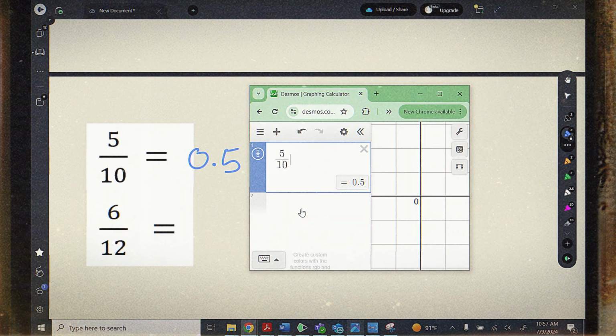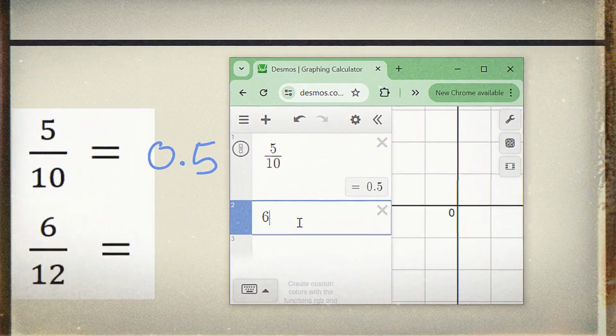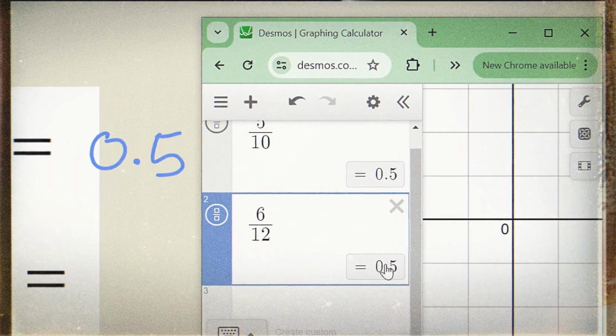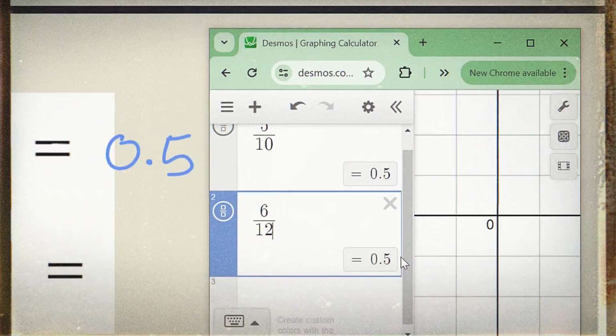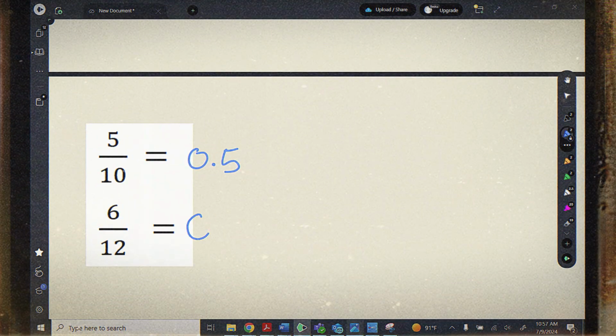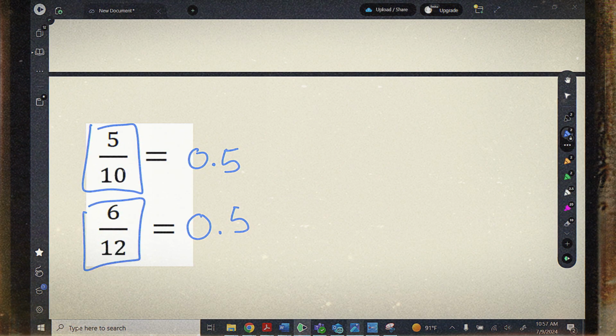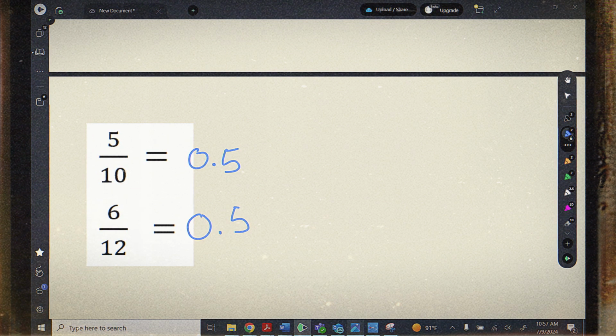And let's do the other one on Desmos, 6 divided by 12. And look, I get the same decimal value, 0.5. So since this fraction and this one have the same decimal value, 0.5, that means they're equivalent. Now, if I want to simplify this fraction, so if I have 5 over 10, and instead of writing my answer as a decimal, I want to keep it as a fraction, but simplify it.